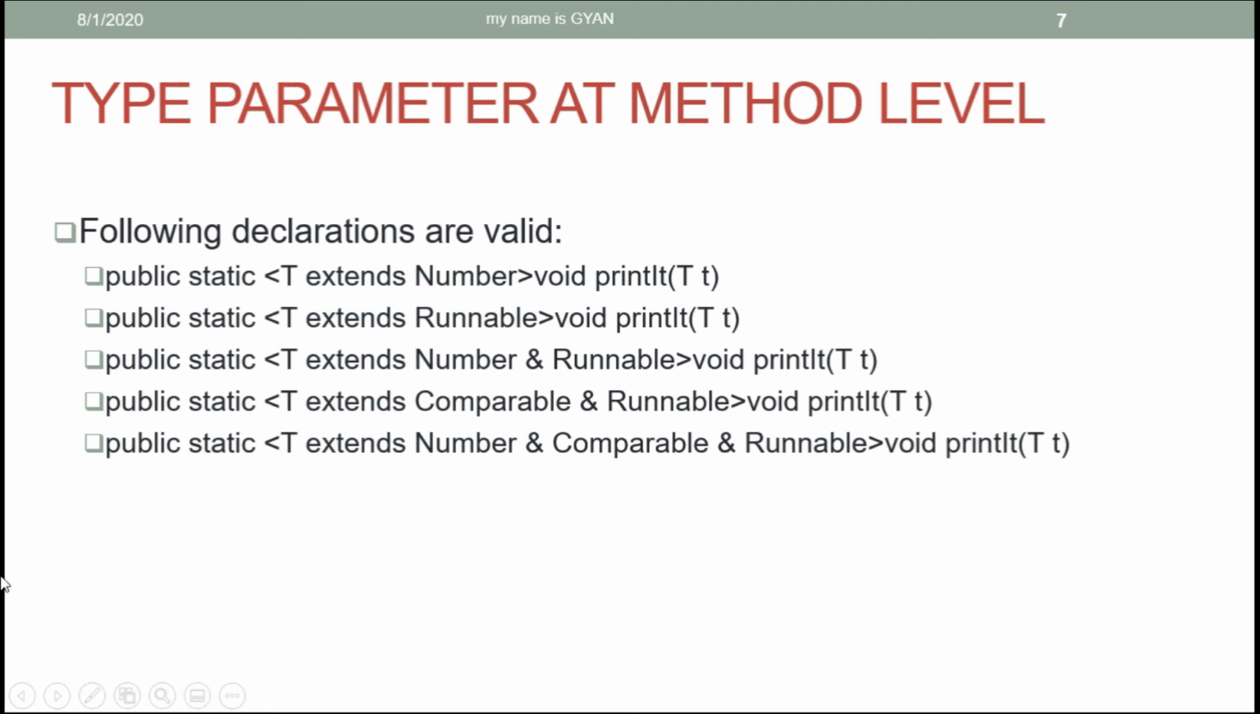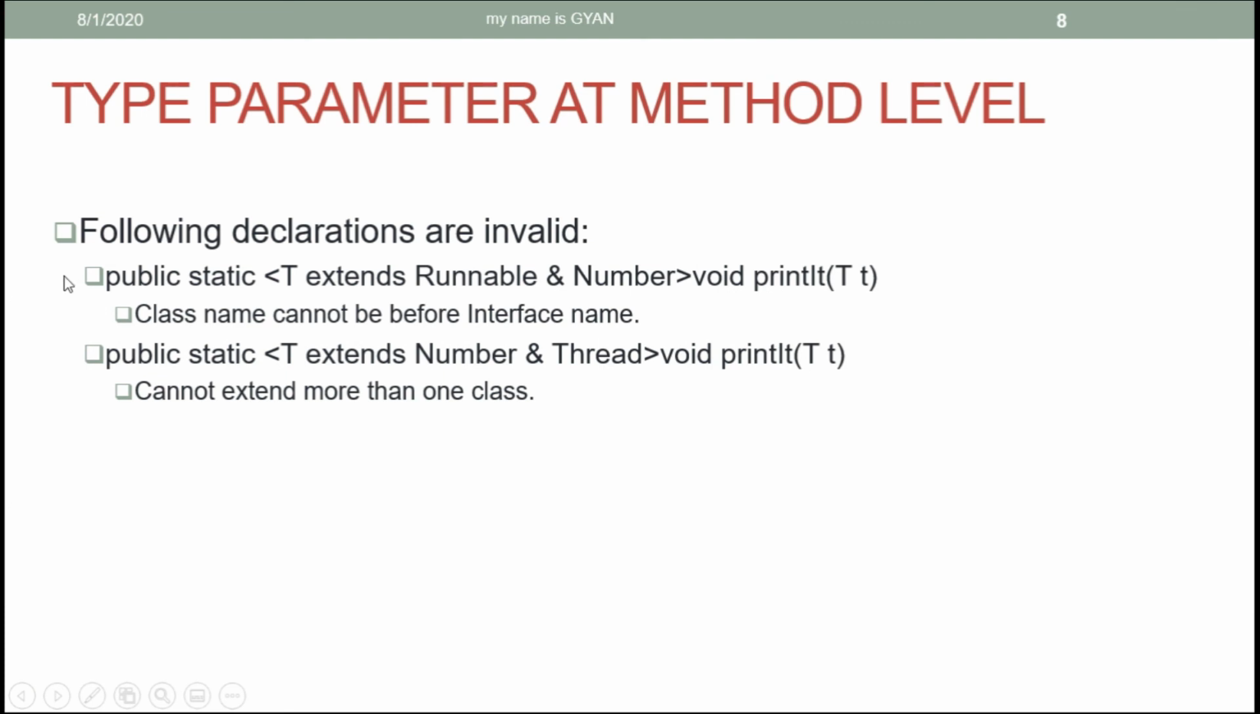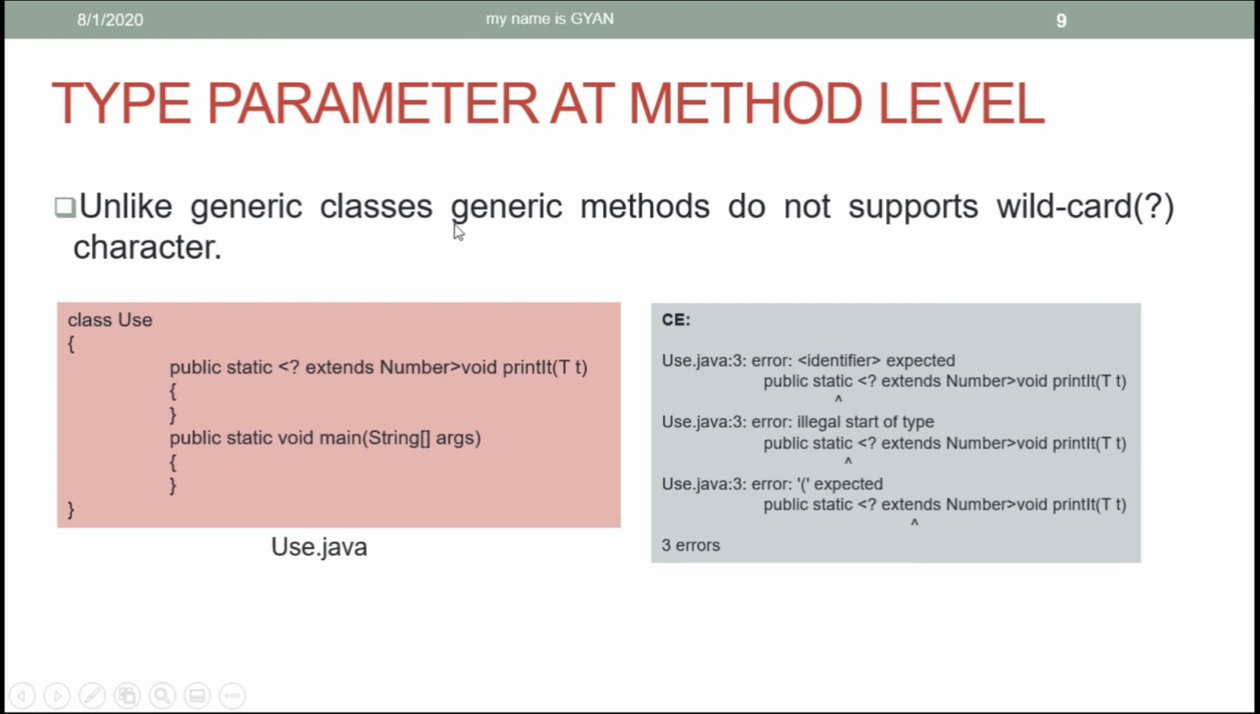Okay, hopefully you are getting my points. So these are a few invalid declarations. The class name cannot be after Runnable. The class name cannot be after an interface name. Two class names cannot be present, because the class name cannot be after anything else. The class name cannot be after a class name itself. So two class names cannot be present after the extends keyword. Unlike generic classes, generic methods do not support wildcard characters. So we cannot use wildcards with generic methods.